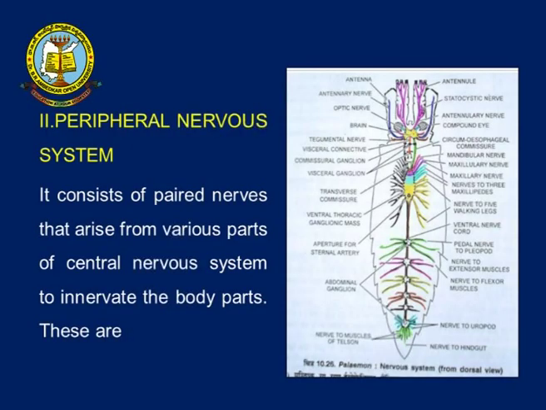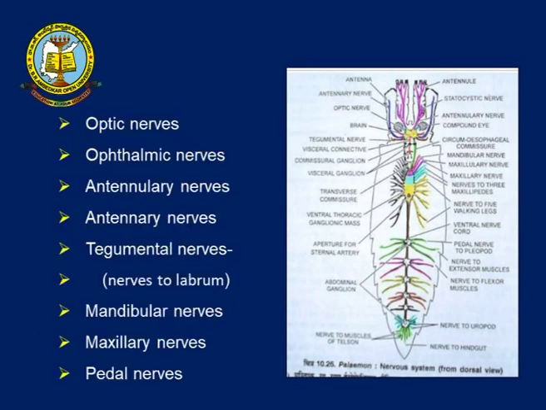Coming to the peripheral nervous system, what is the peripheral nervous system over here? The peripheral nervous system consists of the optic nerves, that is, from the supraesophageal ganglion arise different types of nerves. The first nerve innervating the eyes is called the optic nerve. Then they have the ophthalmic nerves that go to the muscles of the eyeballs. Then they have the antennulary nerve running forward from the anterior part of the supraesophageal ganglion. From the anterior part run the antennulary nerves.